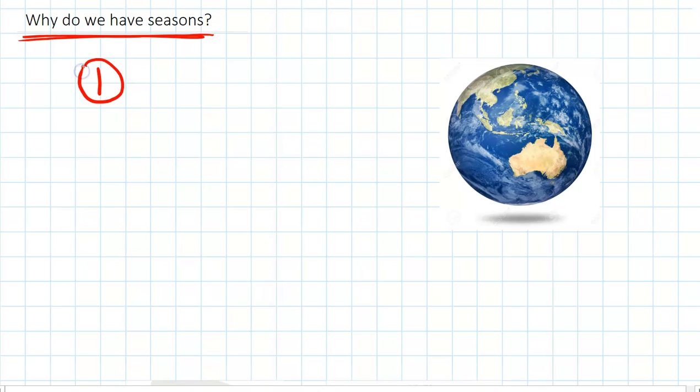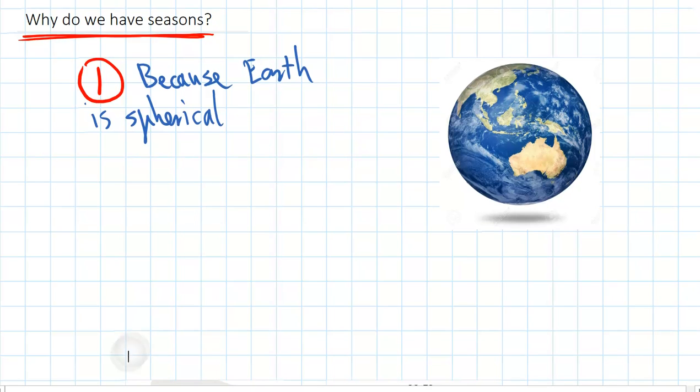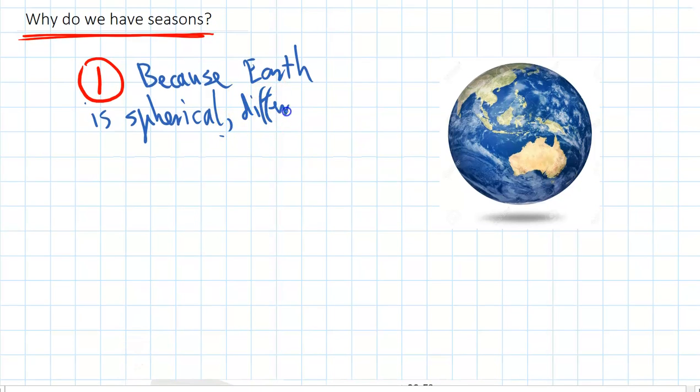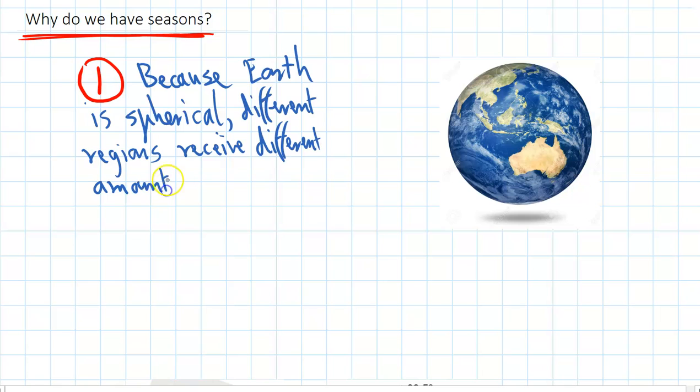Okay. So the first reason is that because the Earth is a sphere, different parts of the Earth get different amounts of sunlight. Because Earth is spherical, different regions receive different amounts of sun. And sunlight is what causes the seasons, because if you have more sunlight hitting you through the day, then that warms up everything, and that's what people have in summer.